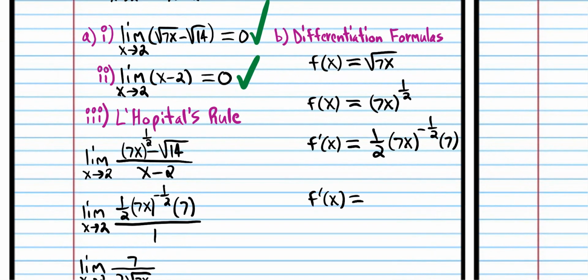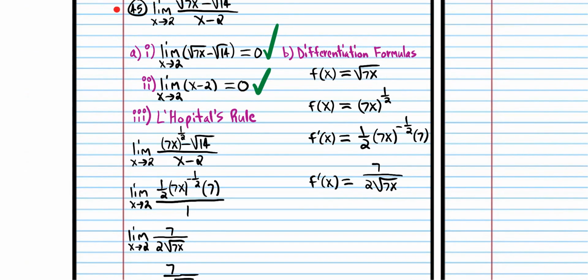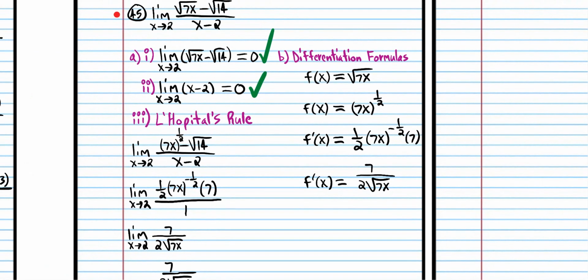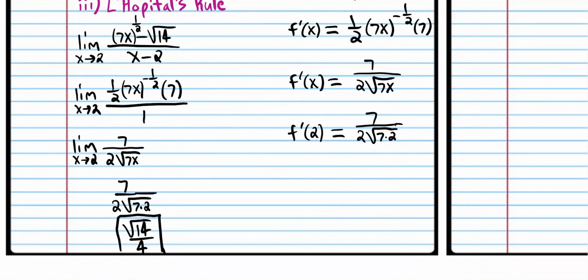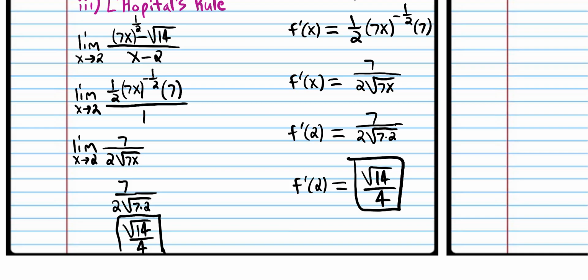And then we get 7 over 2 times the square root of 7x. So we have the derivative. And now we just want to find the value of the derivative when x is equal to 2, so we just plug in. This is very similar to what we just did, really. And long story short, we don't have to show all the steps on that, but we end up with root 14 over 4. We got the same exact thing.